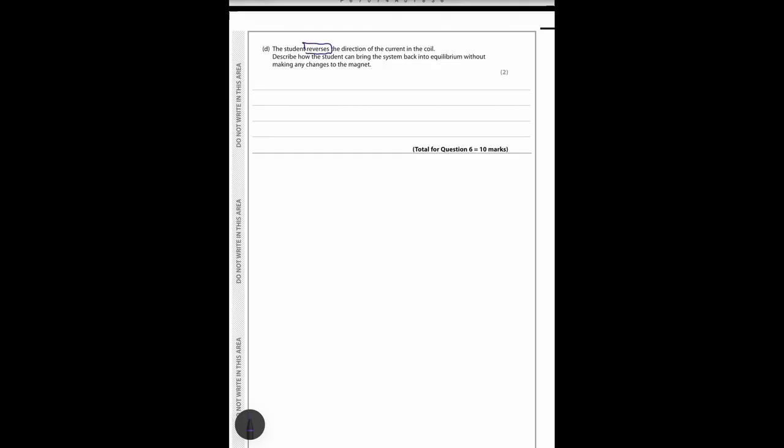Reverses the direction. So if they're trying to reverse the direction of the current in the coil, well, what's going to happen with the force? Well, first the force was coming down. So what are they trying to make me say? The force is going to be coming up now. So I know that the force from the coil is now going up.